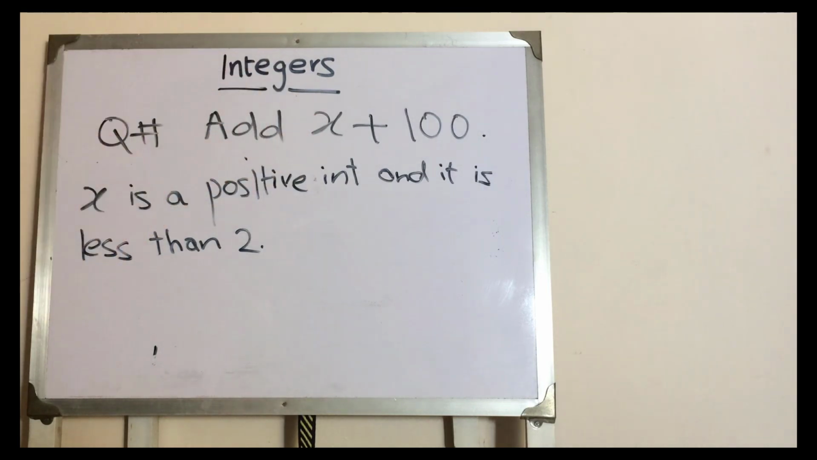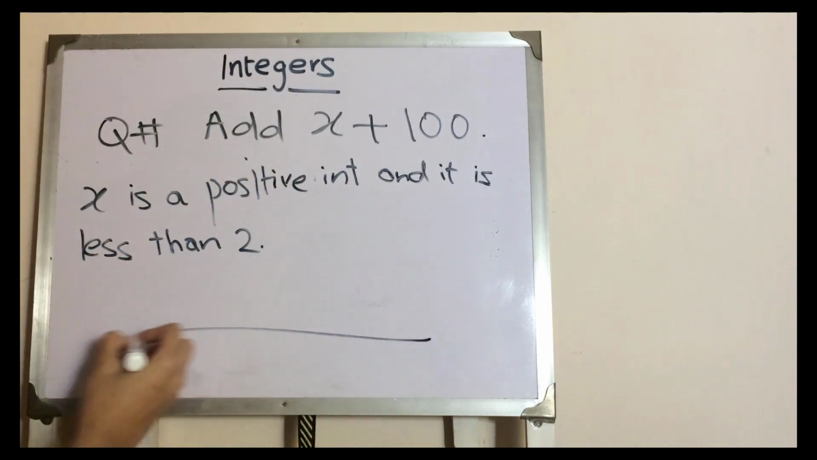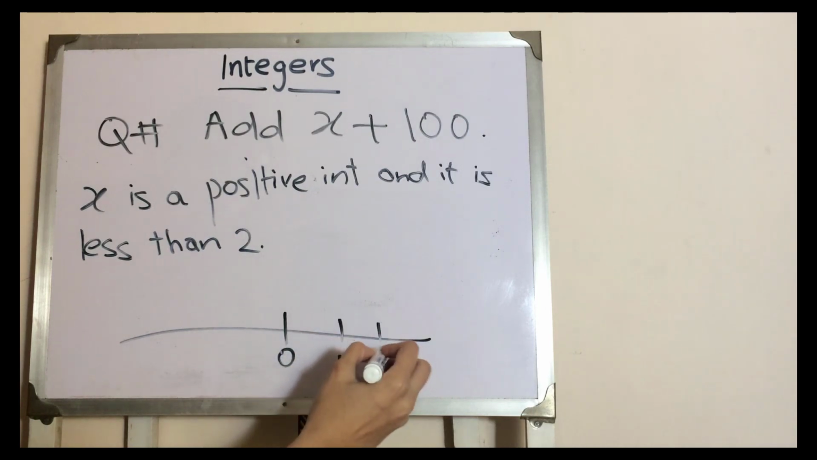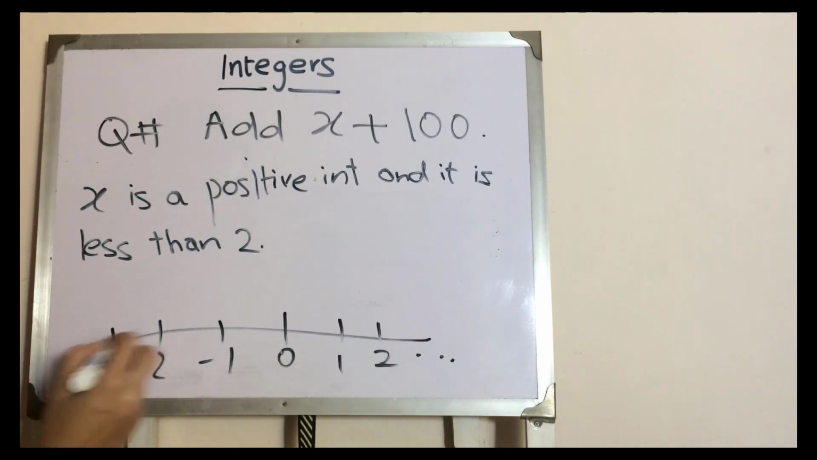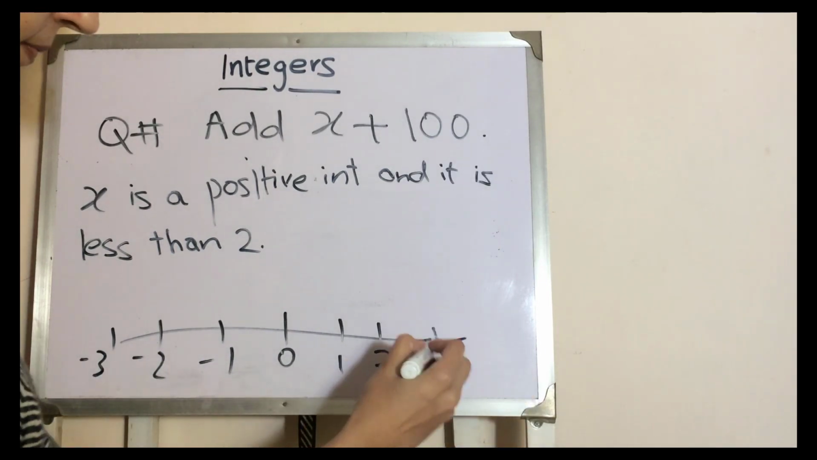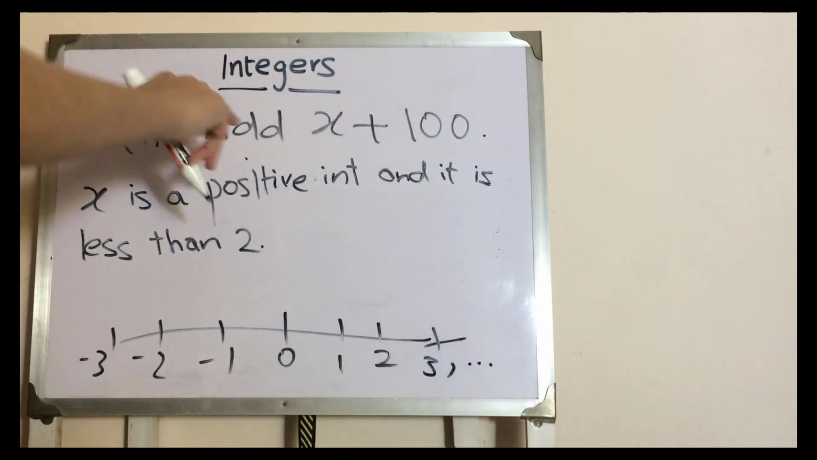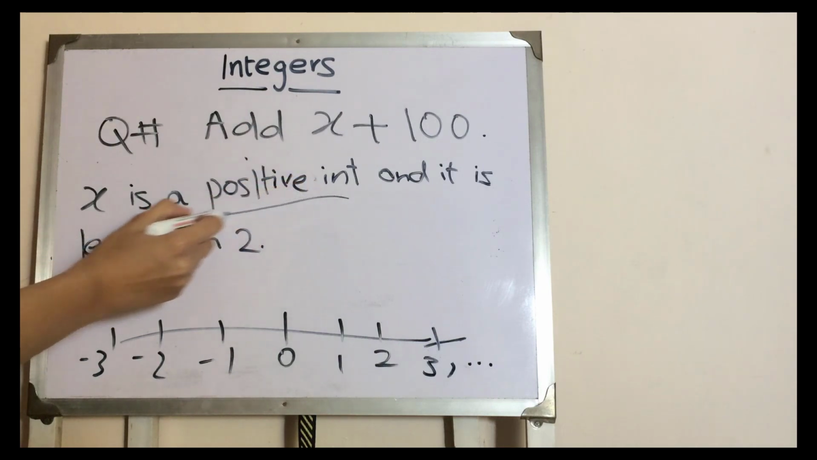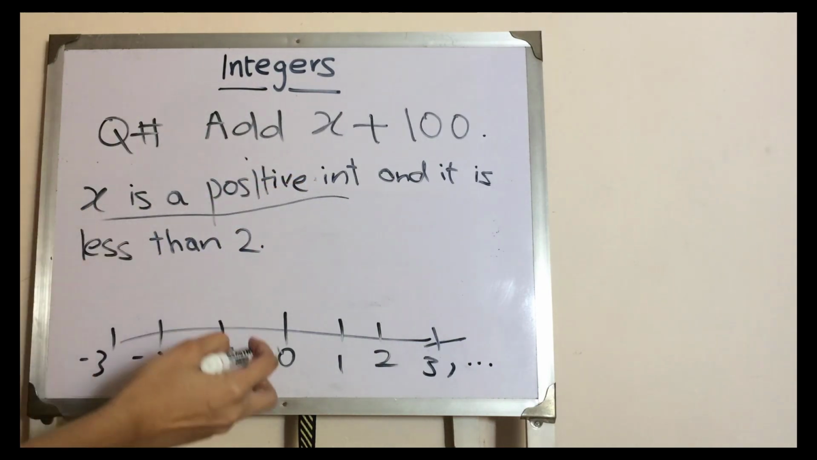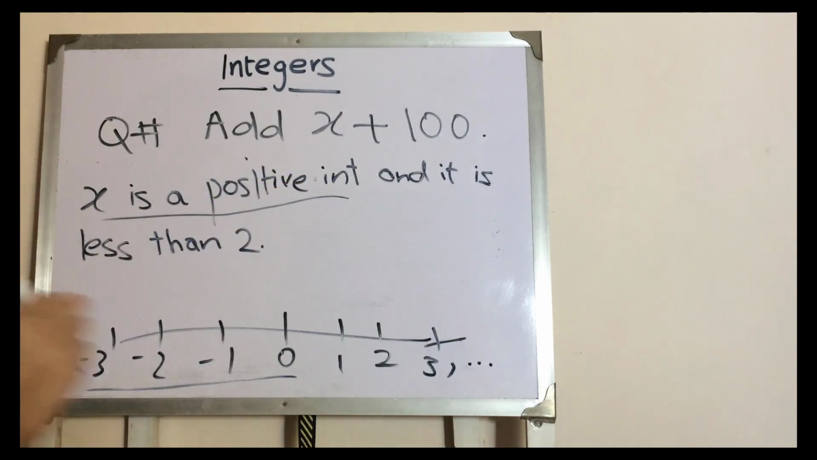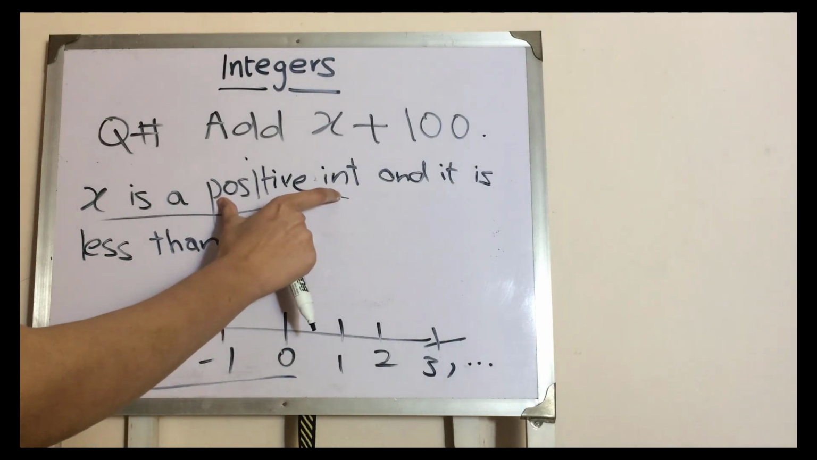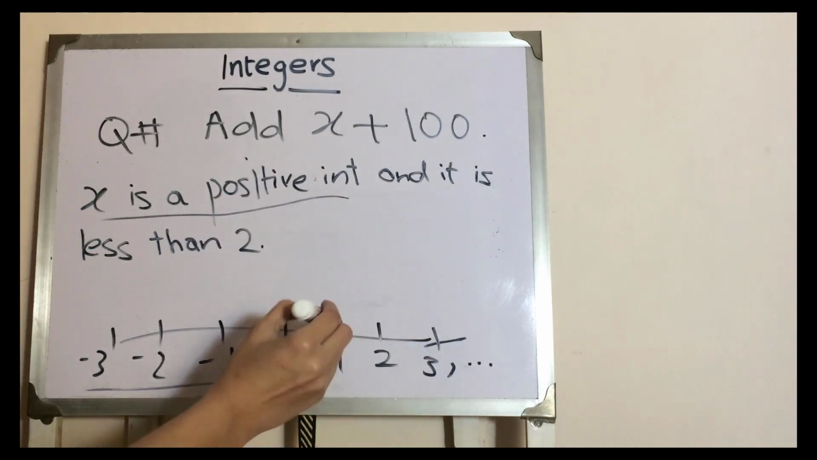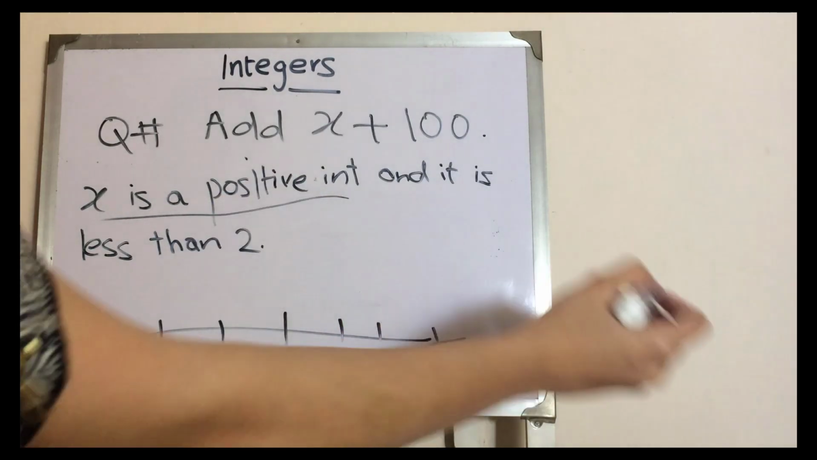So x is a positive integer. Again, drawing a number line: 0, 1, 2, and so on, minus 1, minus 2, minus 3, and so on. The first condition is x is a positive integer. That clearly means that we are going to leave out 0, because I have already mentioned 0 is neither a positive integer nor a negative integer. So what are positive integers? We are going to see 1, 2, 3, and so on.